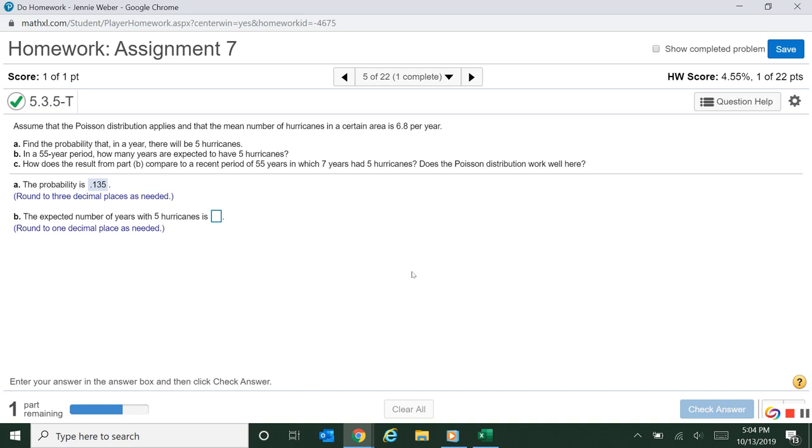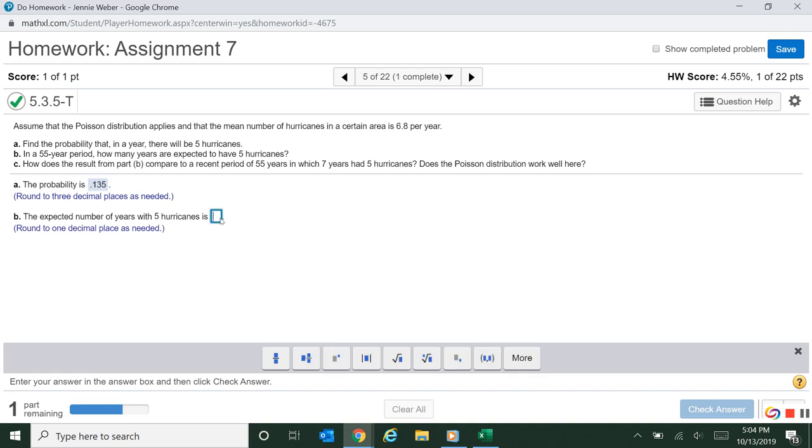And then the expected number of years with 5 hurricanes. Well, expected number is the mean. So in this case, out of our book, was NP. So N is 55 times the probability we just got, 0.135. So then the answer is 7.425. Rounded is 7.4. So this is just NP. N is this 55 years from up here, and P is part A.